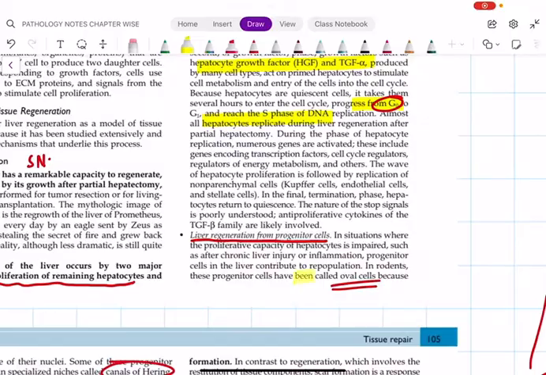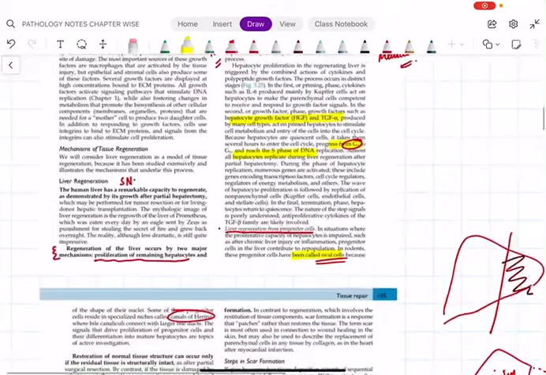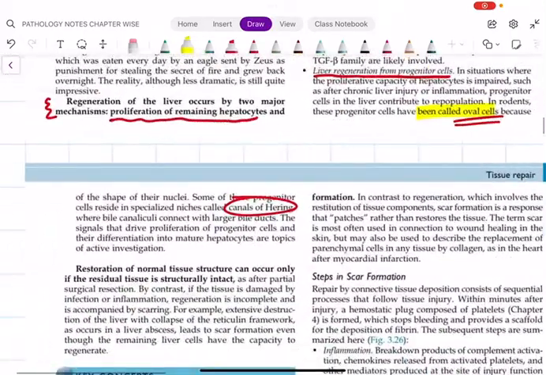We have oval cells, the stem cells which are located in the canals of Hering. And what are these canals of Hering? They are the place where the biliary canaliculi connect with the larger bile duct. These cells undergo stimulation and form new stem cells. That is the mechanism of how the stem cells give rise to new hepatocytes.